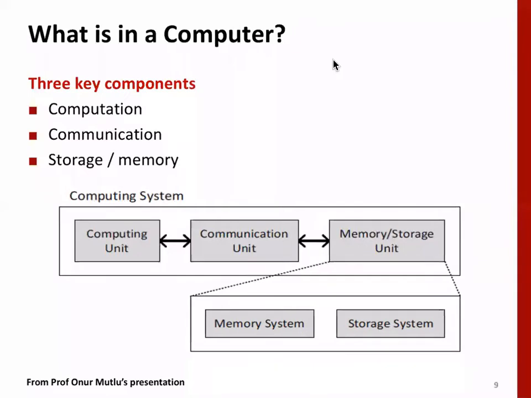So we need computation, that's first. Now a computer is not just a single piece; it has multiple components. So we need to communicate across these components using some mechanism, and what we use in general is a bus. There are computers which don't use a bus, which use some kind of interconnect networks. And the third important thing is storage and memory.